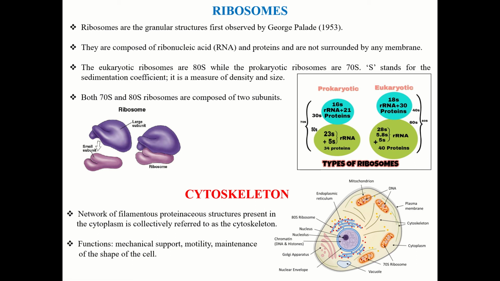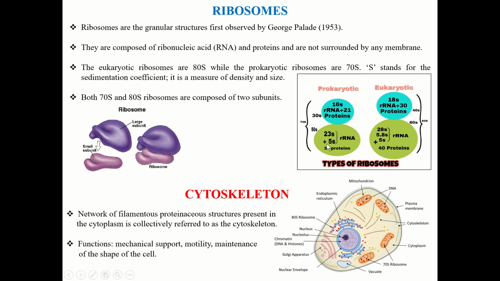They are composed of ribonucleic acid, that is RNA, and proteins, and are not surrounded by any membrane. The eukaryotic ribosomes are 80S while the prokaryotic ribosomes are 70S. Now S stands for the sedimentation coefficient. It is the measure of density and size of the ribosome.